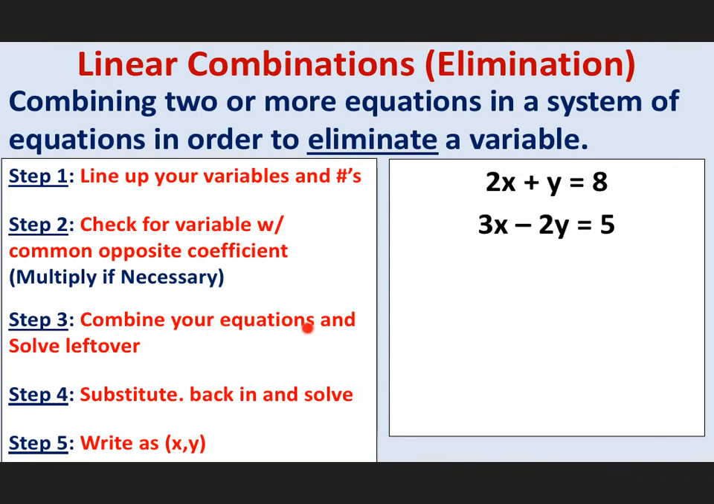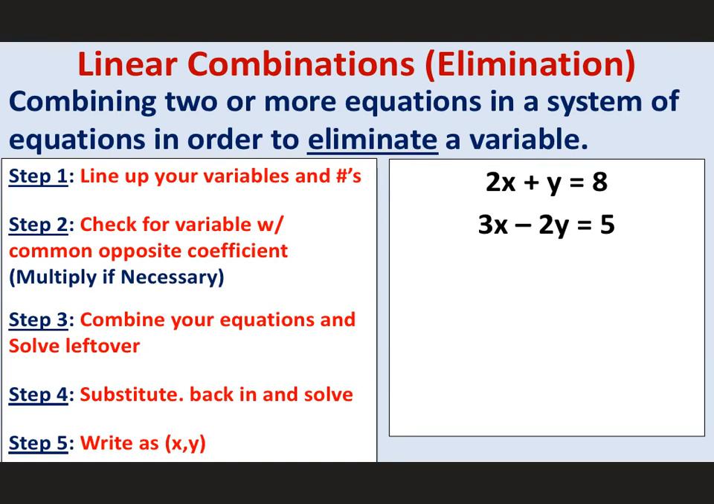You're then going to combine the equations. So you're going to combine the x's, the y's, and the constants. In other words, you just add them together. Those common opposite ones, the ones that we tried to make up here, should cancel out. That'll leave you with one variable that you'll solve and then substitute back in. Make sure you write your final answer as an ordered pair. Go ahead and try this example to the right.